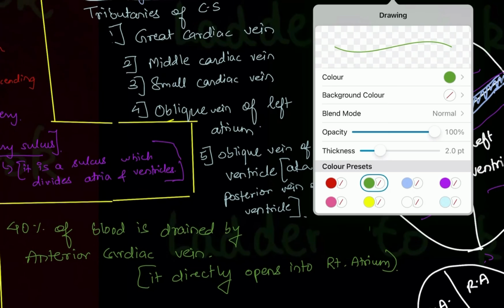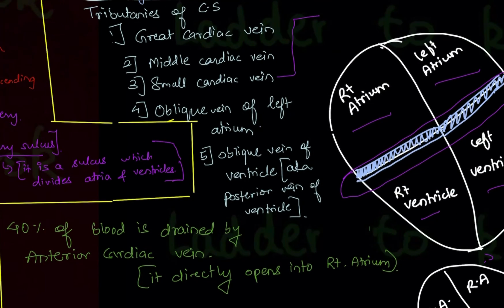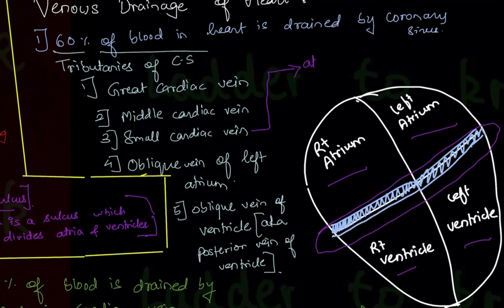Now the small cardiac vein, I forgot to tell you one point, write it down. The small cardiac vein is also known as the Thebesian vein. It also directly opens into the right atrium. Actually, it opens into all chambers of the heart. But it is important to know what opens directly into the right atrium. One vein among them is the Thebesian vein.